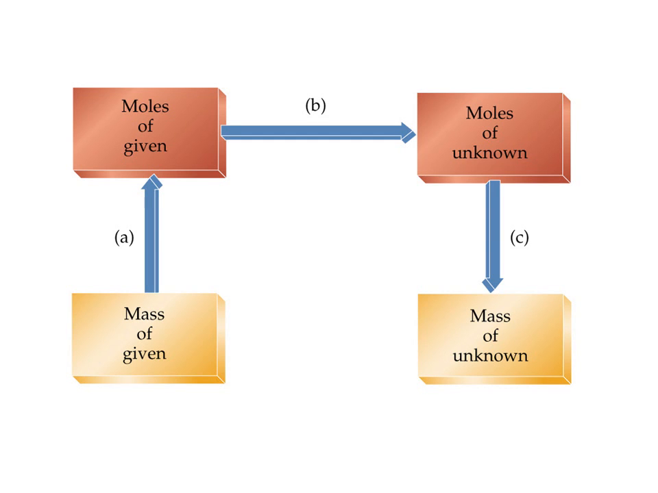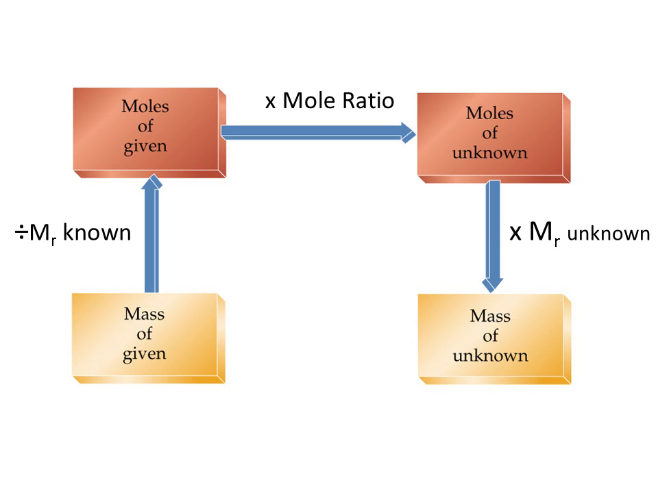So just to summarise again, we're really going to go from mass to moles to mass. And to do that, we take mass to moles by dividing by the molar mass, moles to moles by multiplying by the mole ratio, and then moles back to mass again by multiplying by the molar mass.